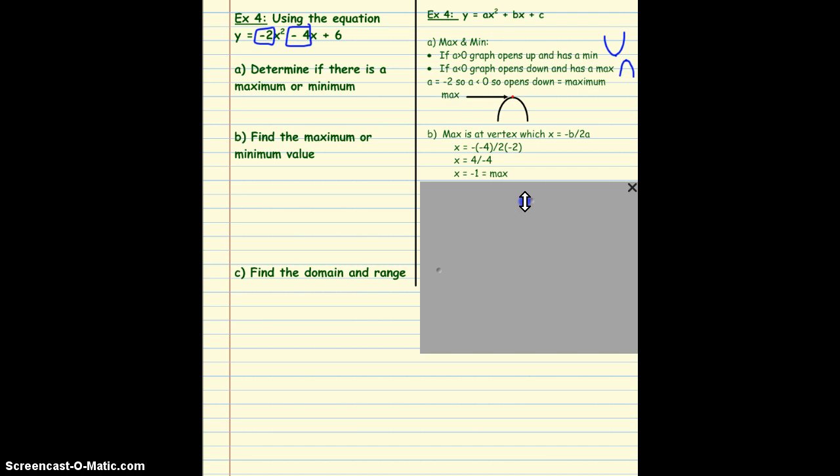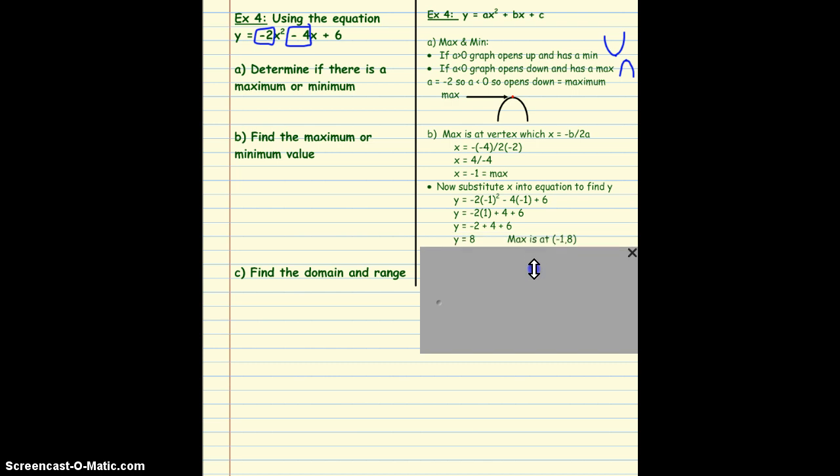Okay, now that we know that our maximum's at negative 1, we're going to substitute that x value in so we can find our y value. Going back to the equation, negative 2 times negative 1 squared minus 4 times negative 1 plus 6. Again, we just went right back to our equation here. Doing the math, negative 1 squared is 1, negative 4 times negative 1 is positive 4. So then we get negative 2 plus 4 plus 6, and of course that gives us 8. So our maximum point is at negative 1, 8.